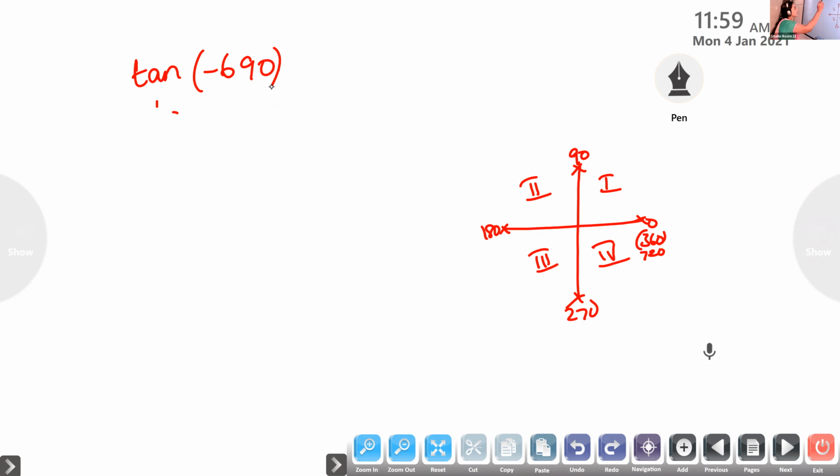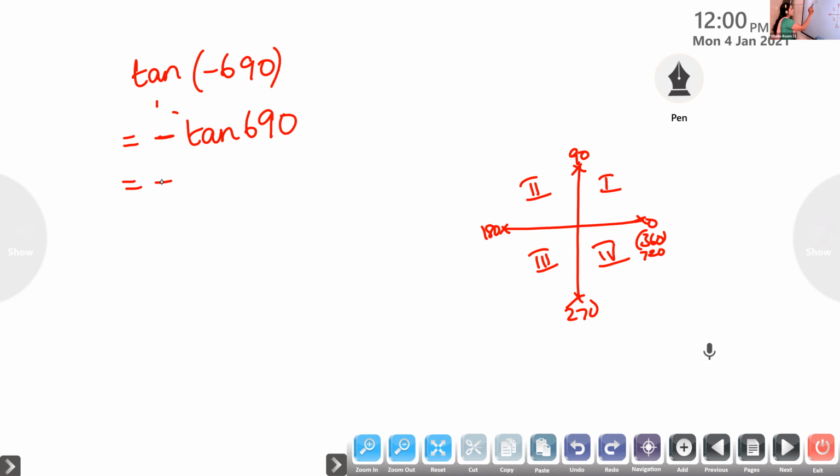What is tan of negative theta? What is the formula we have learned? Is it tan or minus tan? Tan of minus theta is minus tan theta. Only for cos and sec can we write plus. All the other trigonometric ratios, we will get minus. So tan of minus 690 will be the same as minus tan 690.